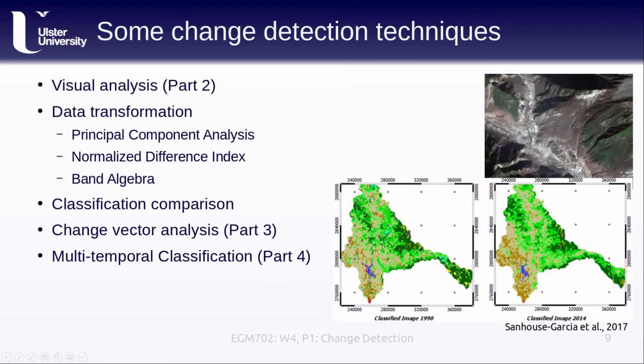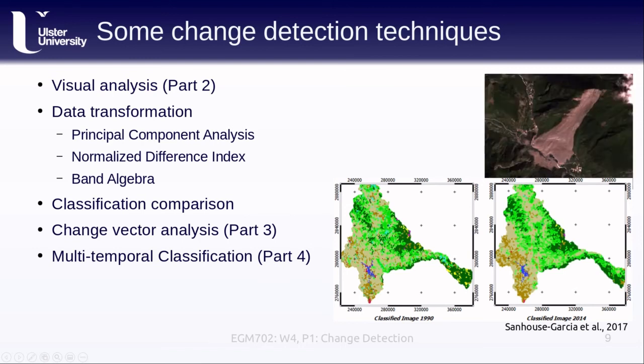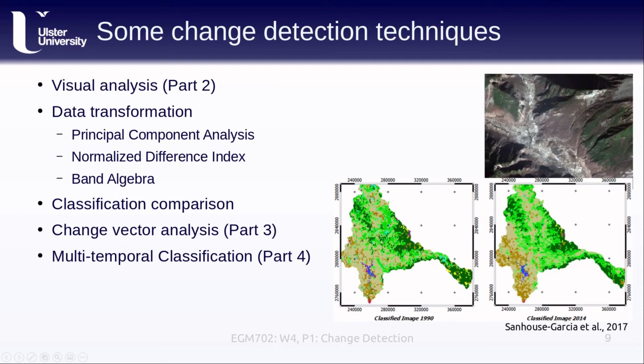Unlike classification comparison, multitemporal classification seeks to classify the actual changes that are happening. So for example, we might see a change from bare soil to crops, or from forest to urban areas. We'll talk more about this in part 4 of this week.